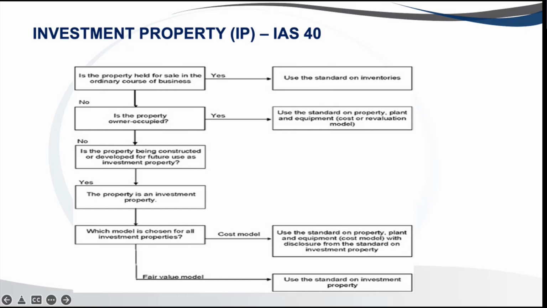If the answer to that question is no, you ask again, is it an owner-occupied property? If the answer is yes, you use IAS 16, the PPE standard. Then the policy could be either the cost or the revaluation model. But if it's not owner-occupied, then it's going to be an investment property, and you check the other requirement: is it held for future use? If the answer is yes, then it's an investment property, and you apply the fair value model. It doesn't go to OCI, it's a fair value adjustment.